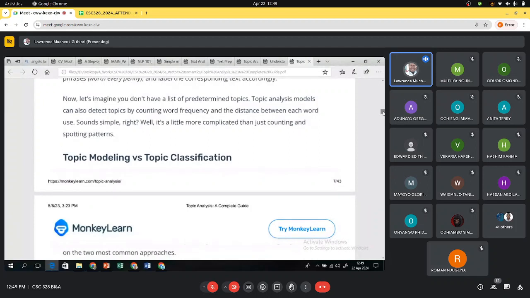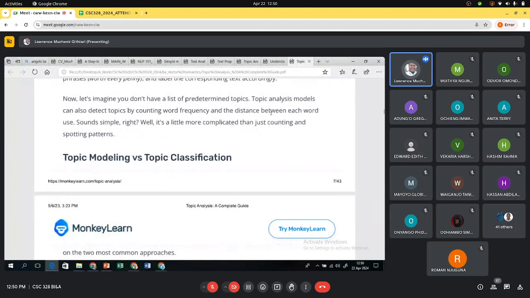Now let's imagine you don't have a list of predetermined topics. So topic analysis models can also detect topics by counting word frequency. Now notice, you now start going into the science. Before, you were just talking about the systems. Now you're talking about the science itself. So by detecting topics by counting word frequency, this is one of the techniques we are going to use. Maybe you shall learn it next week. So in this one, it's a frequency counter.